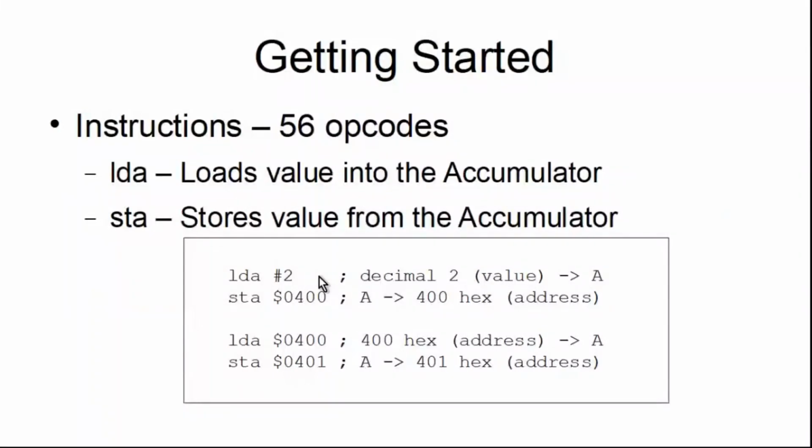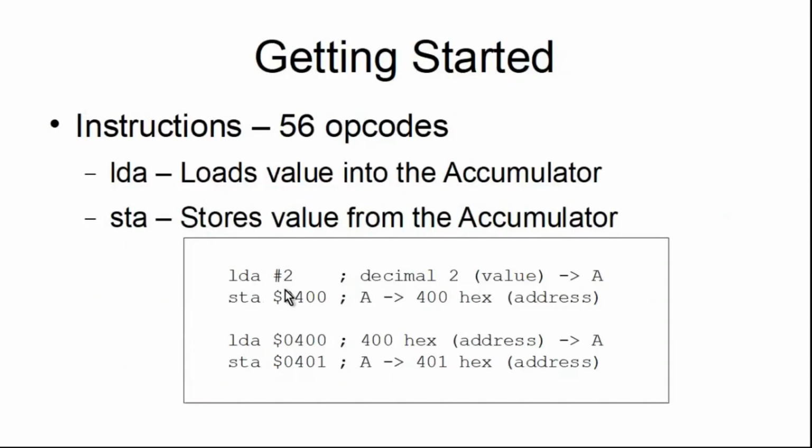If we didn't have that pound sign there, that means it's going to load the value out of memory. So we don't want to do that. In this case, we just want to load the value 2 to the accumulator. And then in the next line, STA, we're going to take that value out of the accumulator, which is 2, and store it into memory. In this case, we're going to store it at hex 400. That's the address we're going to store that value.